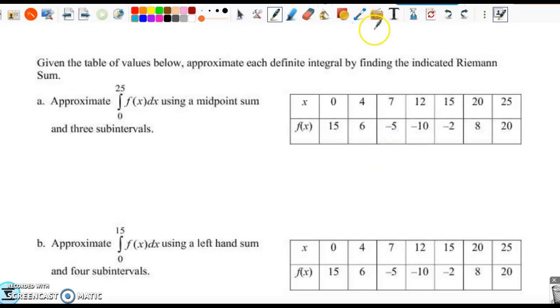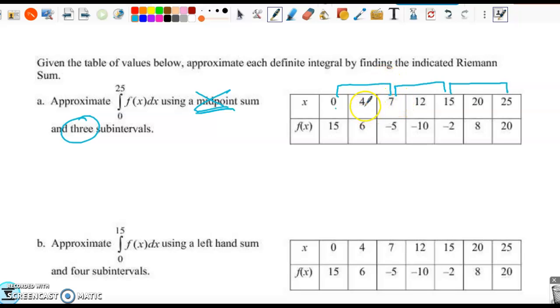So we can also be asked to do these problems, although I don't like this problem. This should not say the midpoint sum. I really don't like the way this author wrote this problem, because what's the midpoint between 0 and 7? 3.5. 4 is not the midpoint. So I cannot do this problem this way. And if you're asking how I knew it would be between 0 and 7, well, it says 3 subintervals. So from here to here. I can't do this problem because 4 is not the midpoint of 7.